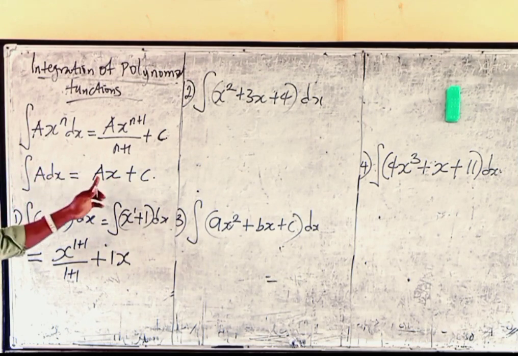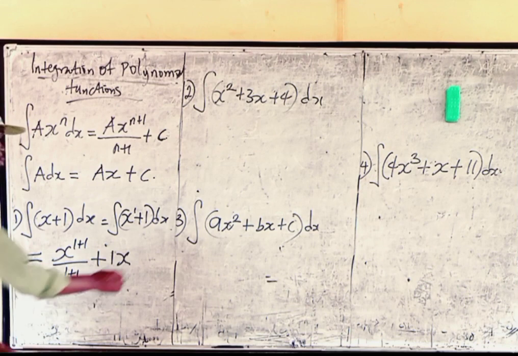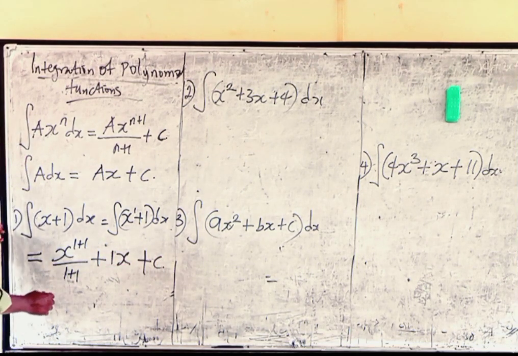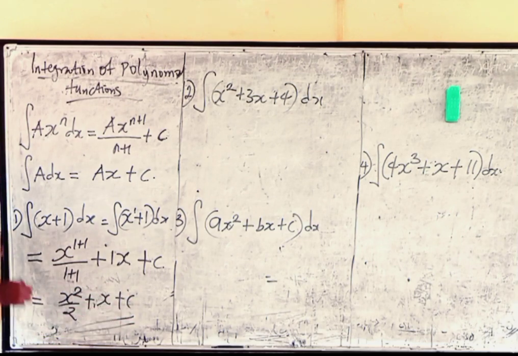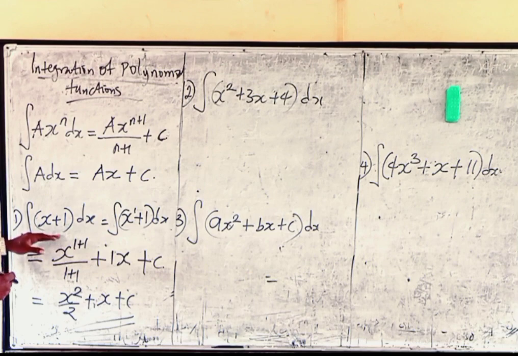You need to integrate: that is 1 times x, then plus c. So everything will now be x squared over 2 plus x plus c. That will be the answer to this first problem, and that's how we apply this rule.